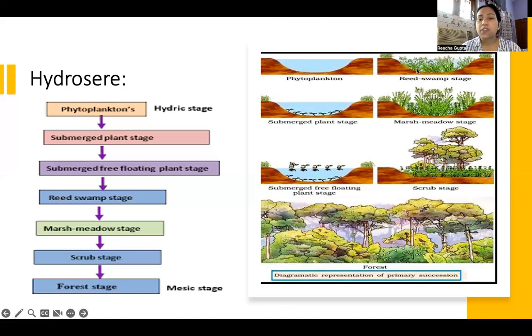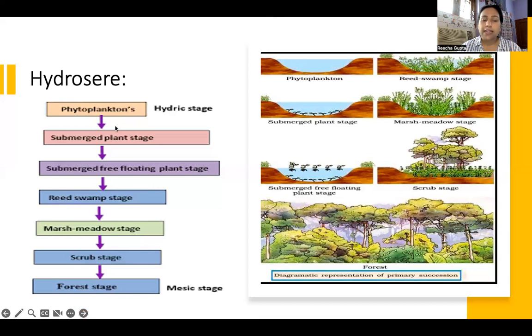And here you can see the reed swamp stage, and then the marsh meadow stage, then the scrub stage in which small trees are there, and then ultimately the end game of the succession is the forest. So this is the hydrosere succession. Xerosere, we see it starts with the bare rock, and hydrosere, hydro means water. It starts in the water. So ultimately a pond area is converting into a forest. So this type of succession is known as the hydrosere succession.